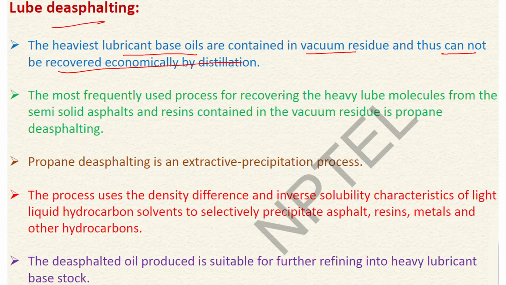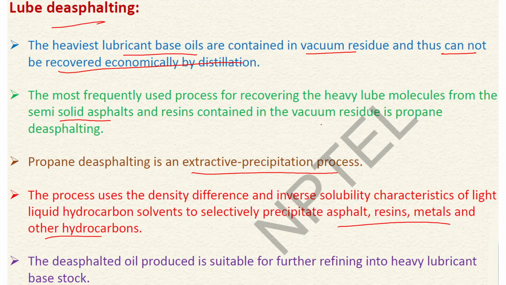The most frequently used process for recovering the heavy lube molecules from the semi-solid asphalts and resins contained in the vacuum residue is propane deasphalting. Propane deasphalting is an extractive precipitation process. What happens is that we take this vacuum residue. The process uses the density difference and inverse solubility characteristics of a light liquid hydrocarbon solvent to selectively precipitate out asphalts, resins, metals, and other hydrocarbons.